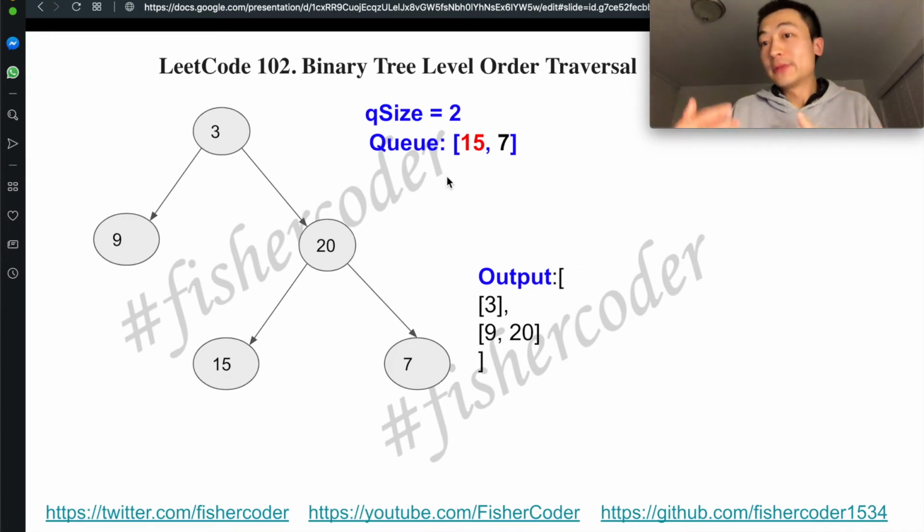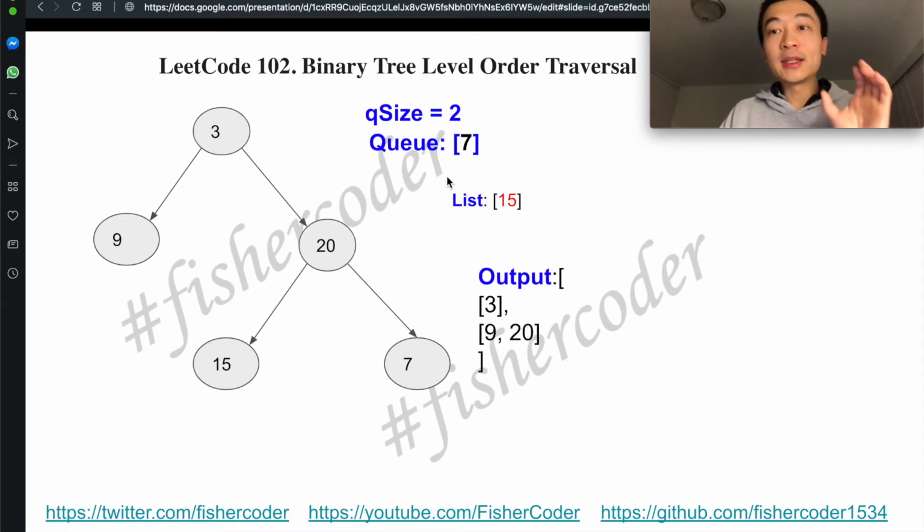First, again, we'll just repeat this process. This is a while loop, the same code being executed again and again. We pull 15, the head of the queue, out of the queue. Then initialize a new array list and put 15 into the new array list. Then check, does 15 have any left or right children? No, it doesn't have any.